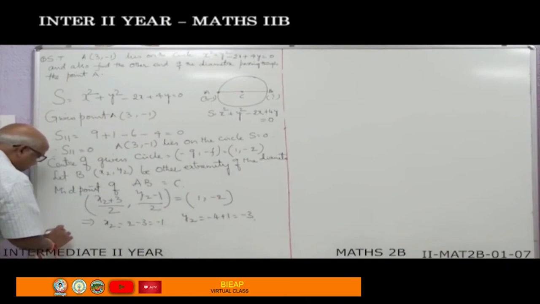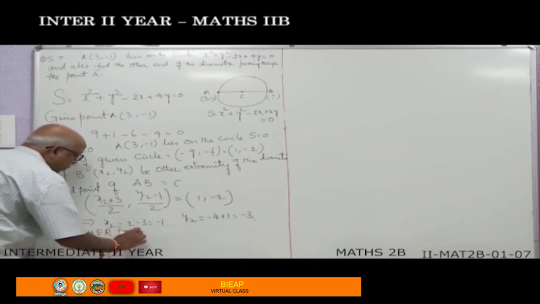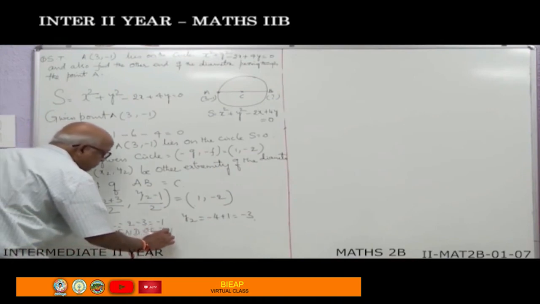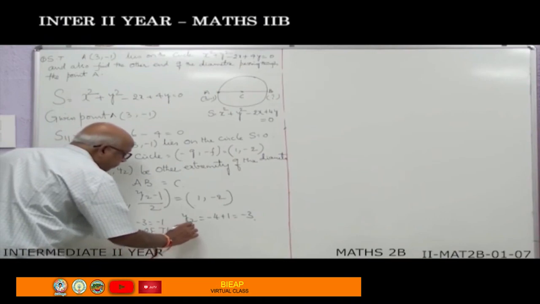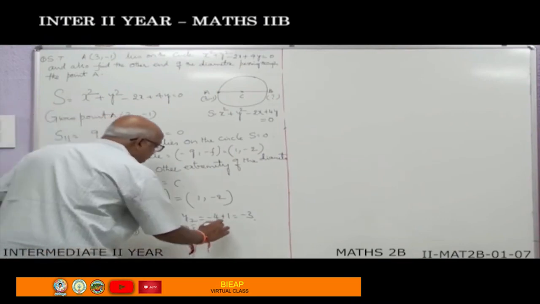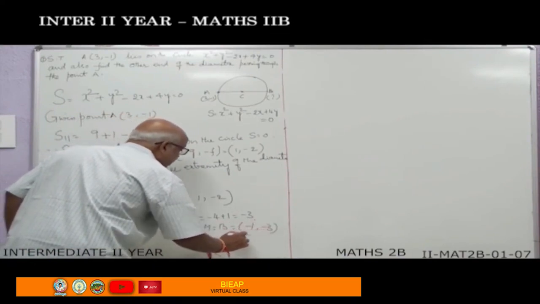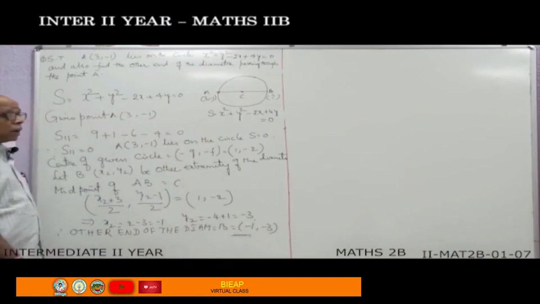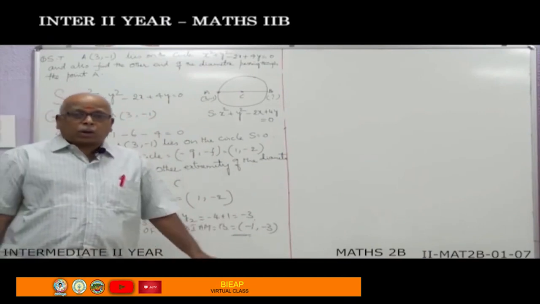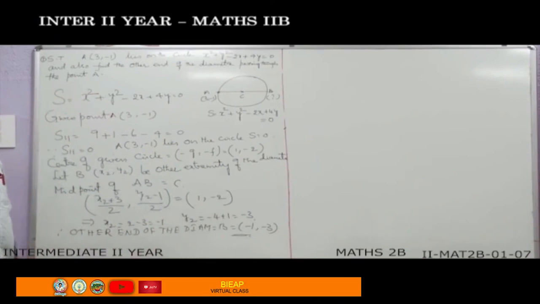So therefore the other end of the diameter is B equal to (-1, -3). The other end of the diameter has coordinates (-1, -3). Okay.